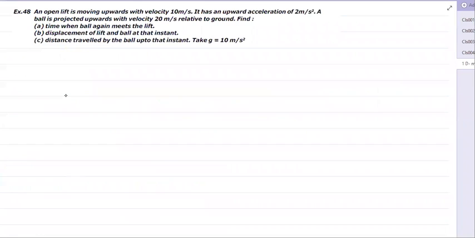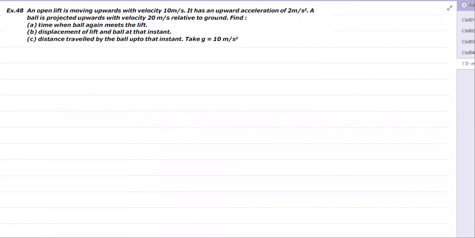Okay, this question. An open lift is moving upward with velocity 10 meter per second. It has an upward acceleration of 2 meter per second square. A ball is projected upward with velocity 20 meter per second relative to ground. Find time when ball meets the lift, displacement of the lift and the ball at that instance, distance traveled by ball up to that instance.